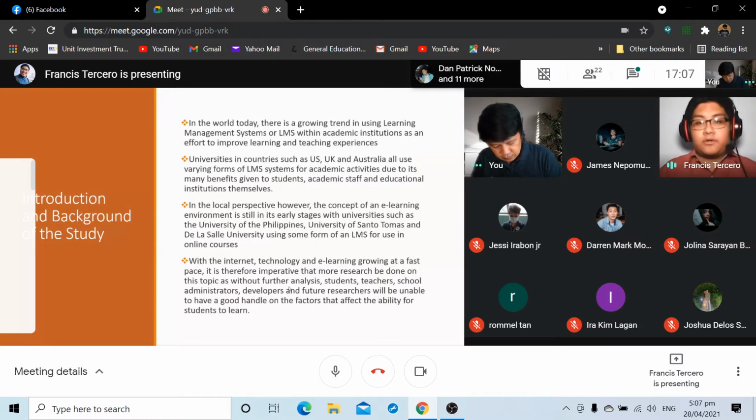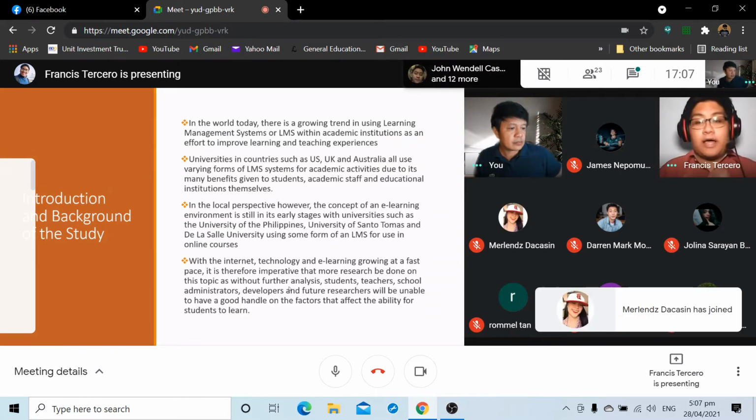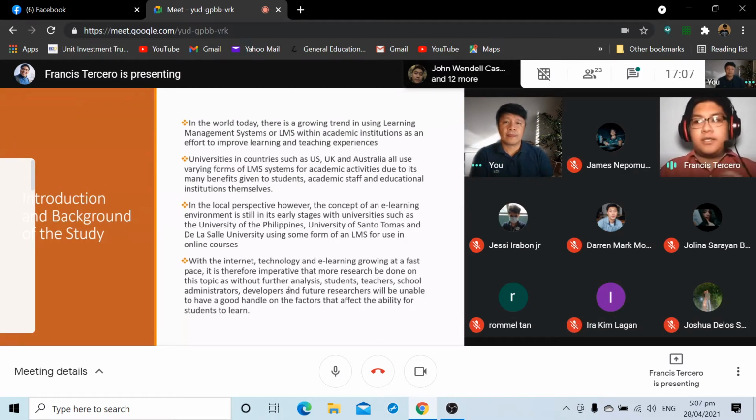So in the world today, there's a growing trend in using LMS or learning management systems within academic institutions as an effort to improve learning and teaching techniques. Universities in the UK, the US, and Australia all have varying forms of LMS systems for academic activities because these systems bring many benefits to students, academic staff, and educational institutions themselves. In the local perspective, however, within the Philippines, the concept of an e-learning environment is still in its early stages with universities such as the University of the Philippines, UP, University of Santo Tomas, UST, and De La Salle University, using some form of an LMS for use in online courses.